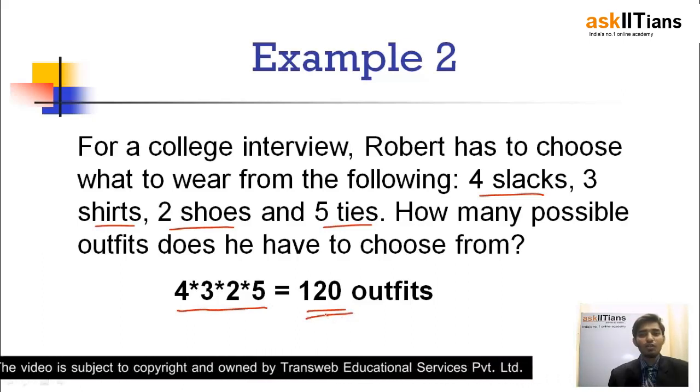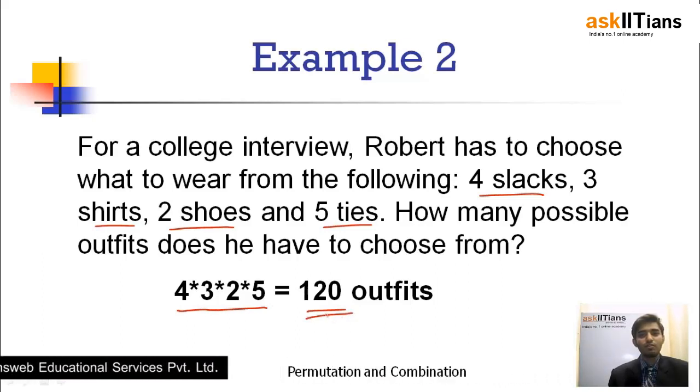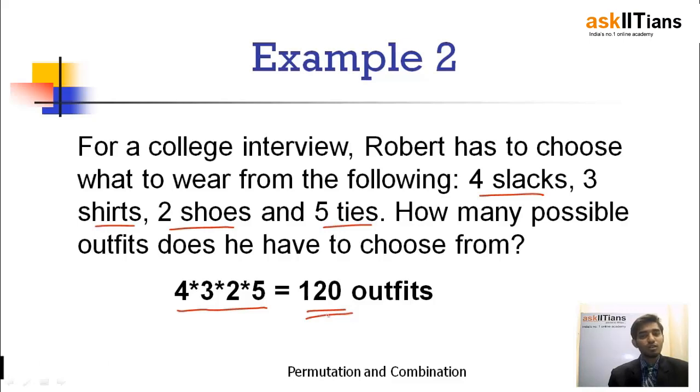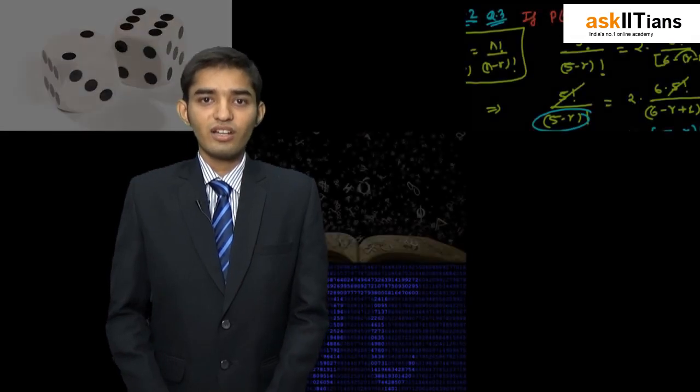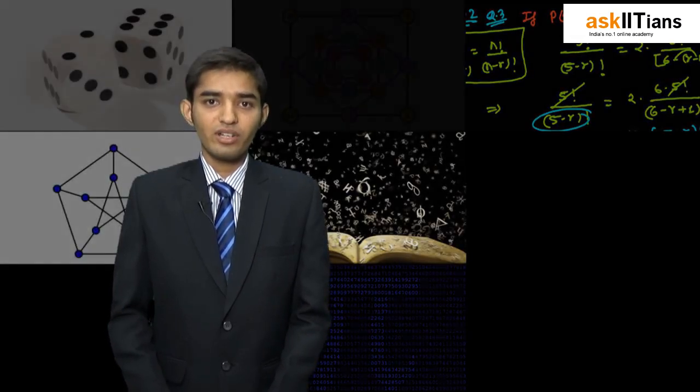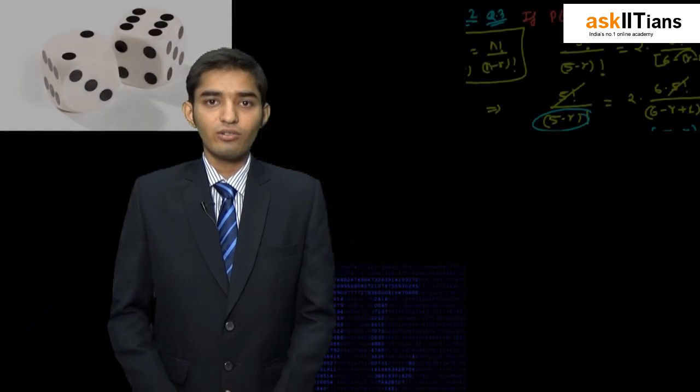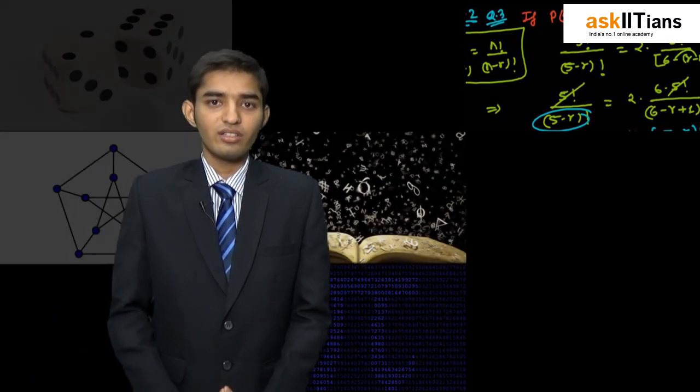So we have seen how we can use fundamental principle of counting to find out the number of ways in which 2 or more events can occur simultaneously without actually counting the number of ways. We have covered fundamental principle of counting, so we will start with our next subtopic, that is permutations and combinations. Okay, so now let's have a look at permutations and combinations. Stay tuned.